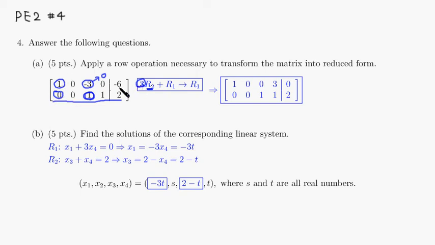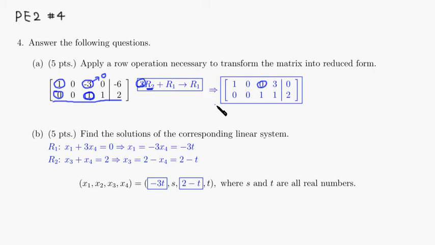Here 0 times 3 is 0, added to 1 is still 1. 0 times 3 is still 0, added to 0, still 0. 1 times 3 is positive 3, and adding that to negative 3 gives you 0, which is exactly what we wanted. 1 times 3 added to 0 is positive 3. And 2 times 3 is 6, added to negative 6, which gives you 0. So this is in reduced form.